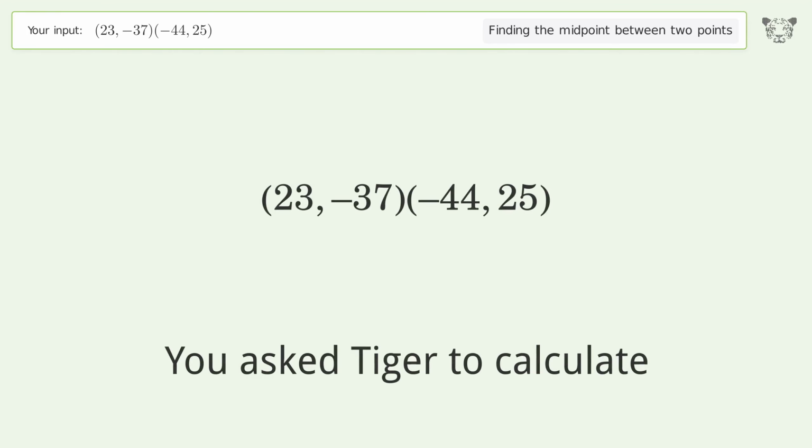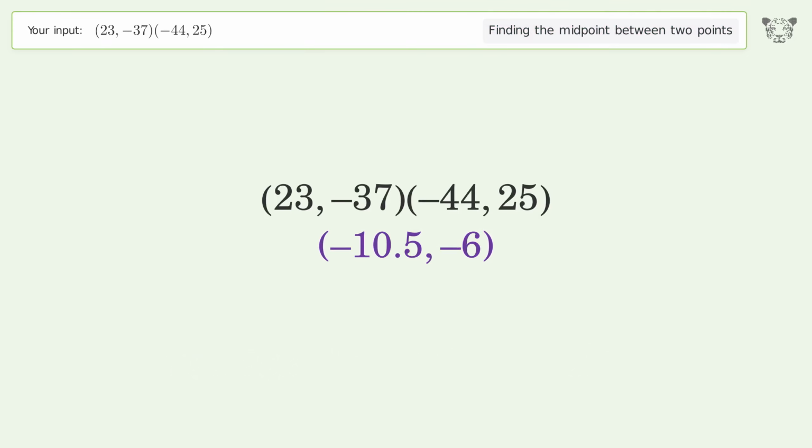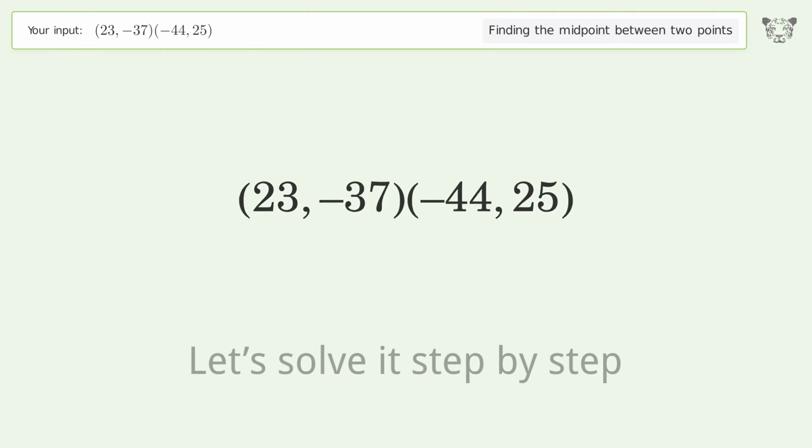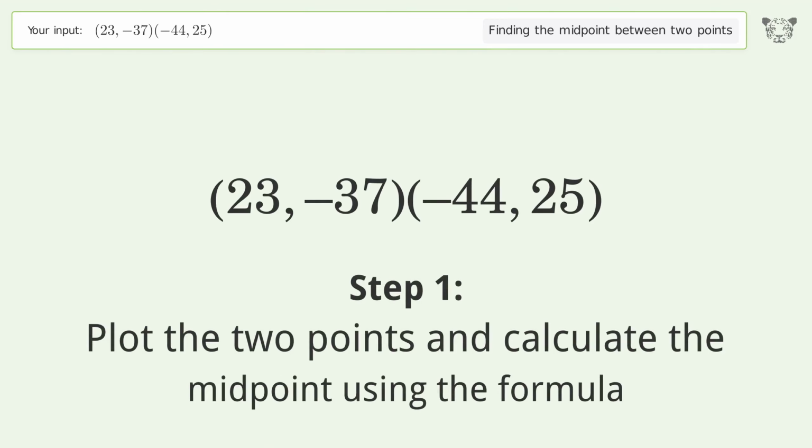You ask Tiger to calculate. This deals with finding the midpoint between 2 points. The midpoint between the 2 points is -10.5, -6. Let's solve it step by step. Plot the 2 points and calculate the midpoint using the formula.